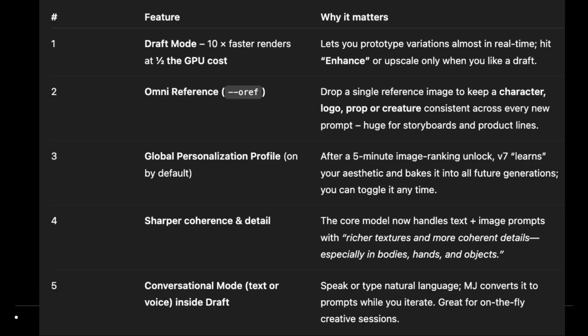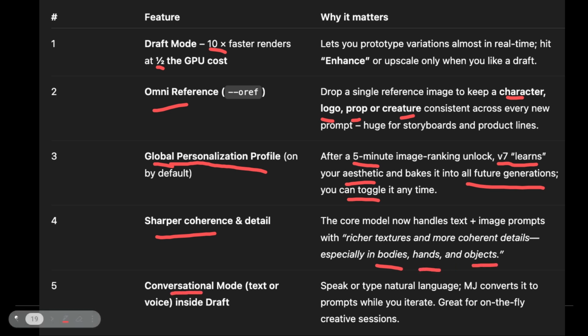So Midjourney core ideas is draft mode, 10x faster, half the GPU cost. Omni-reference is for consistent character, logo, prop or creature creation. Global personalization profile, you spend 5 minutes, so Midjourney learns your aesthetics for all future generations, and you can toggle at any time. Sharper coherence and detail, better for bodies, hands and objects. And conversational mode, so using natural language processing, now it can convert your idea into better prompts, and you can iterate quickly using the draft mode.